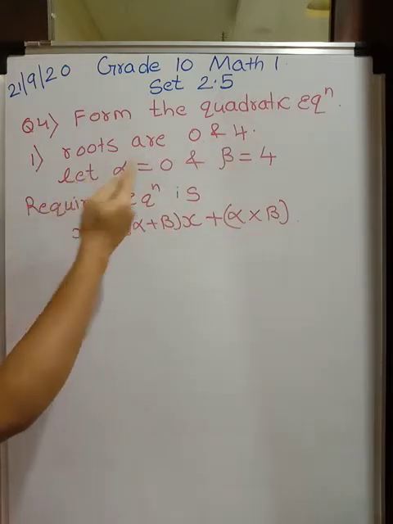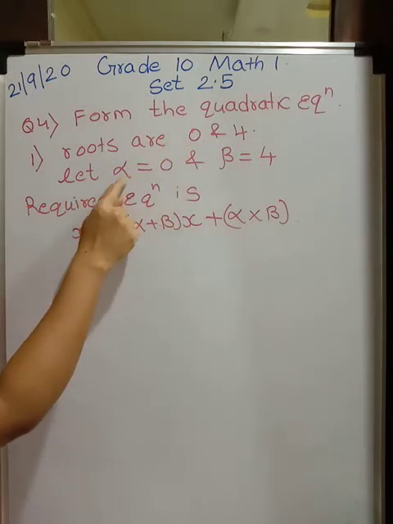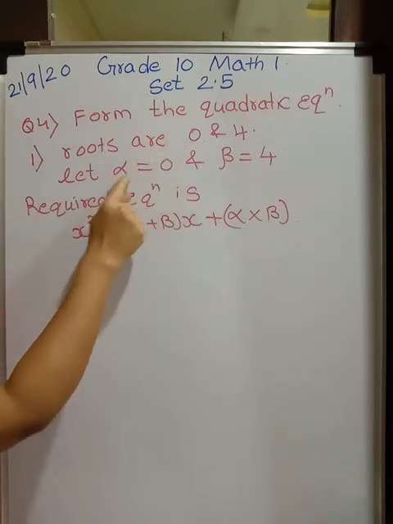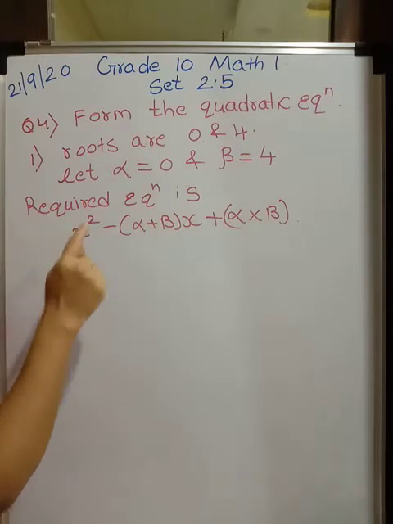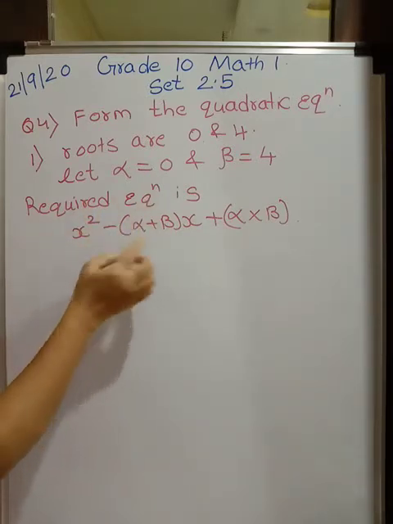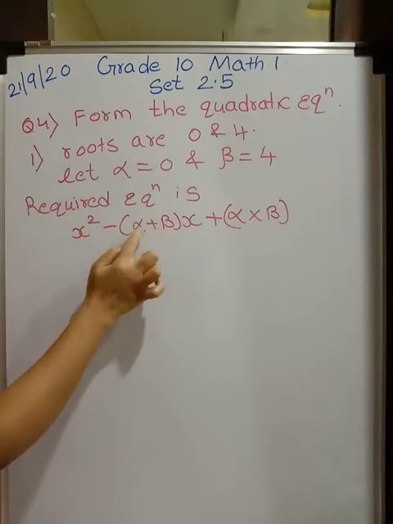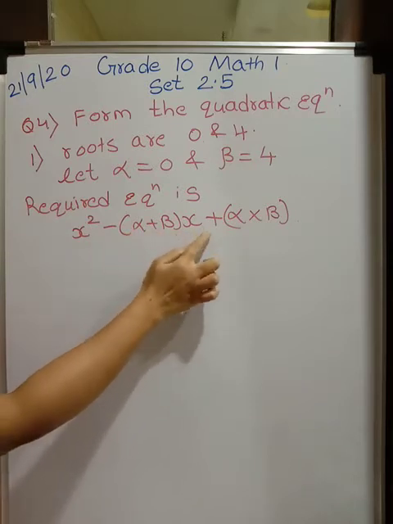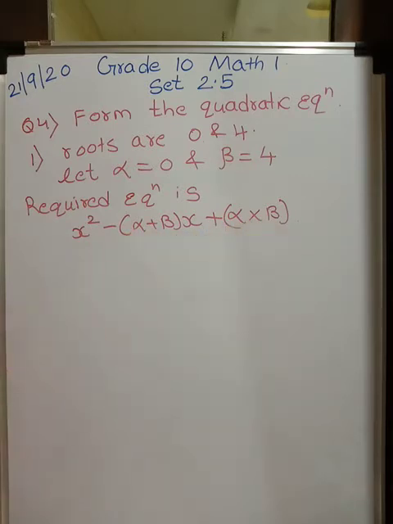So, let us consider one root as alpha, another root as beta. So, alpha is 0 and beta is 4. So, what is the required equation? As per the given formula, x square minus the sum of roots, that is alpha plus beta, into x, plus the product of roots, that is alpha into beta. Up till here, is it clear? Okay. Now let's go ahead.